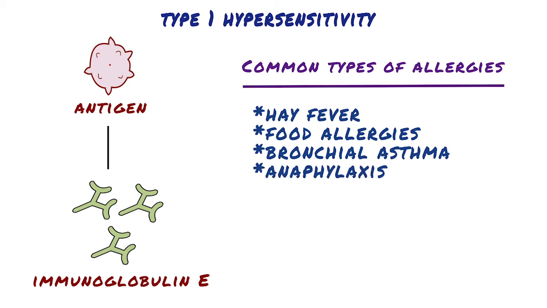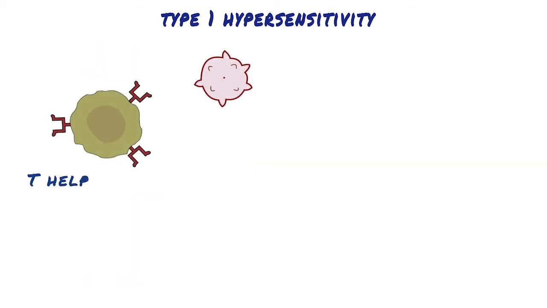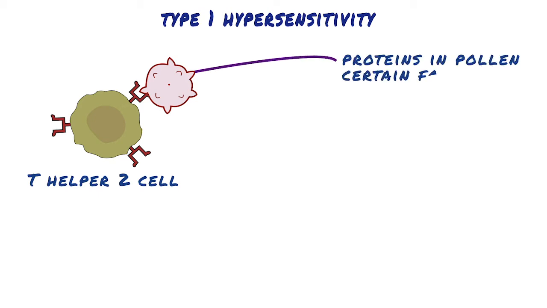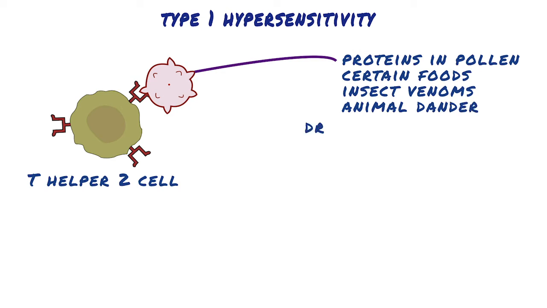In individuals who are prone to allergies, exposure to some antigens results in the activation of T helper II cells and follicular helper T cells. Most individuals do not mount strong T helper II responses to environmental antigens. For unknown reasons, when some individuals encounter certain antigens, such as proteins in pollen, certain foods, insect venoms, or animal dander, or if they are treated with certain drugs such as penicillin, there is a strong T helper II response.